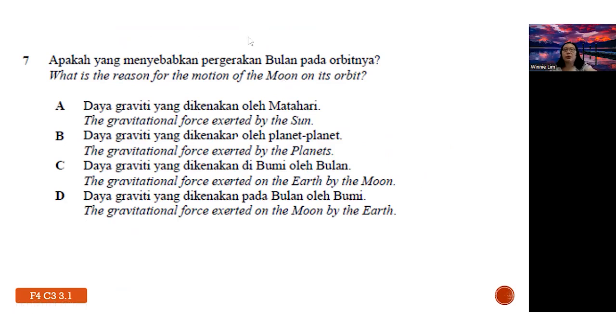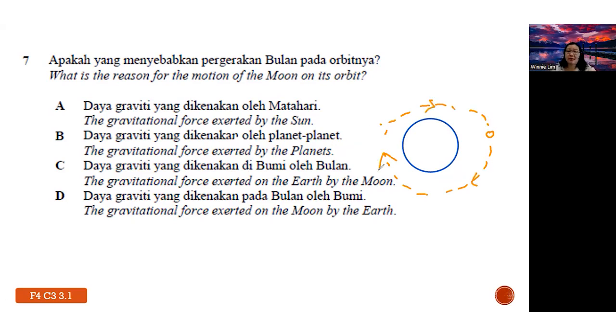Okay, so as you all know, Earth is a bigger mass of object compared to the moon, right? So the question here is asking why the Moon keeps on orbiting the Earth. So this is the idea.